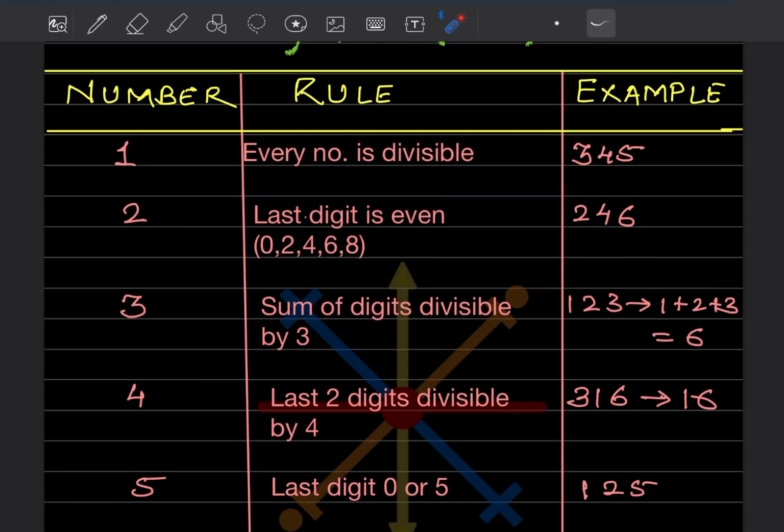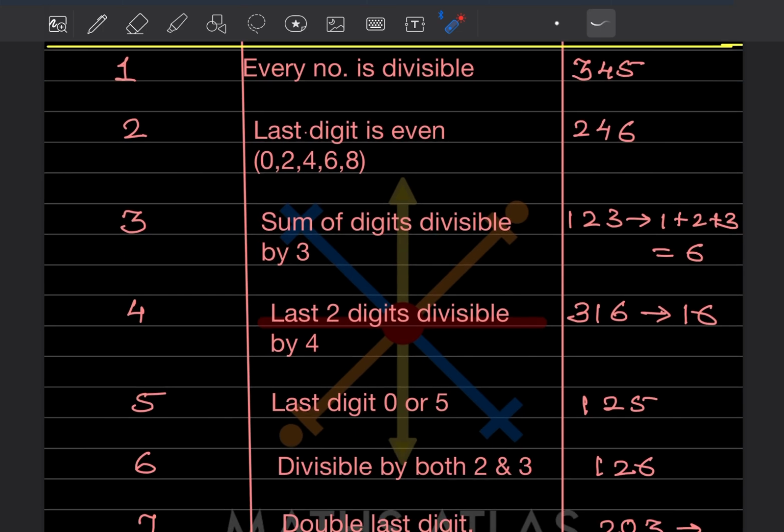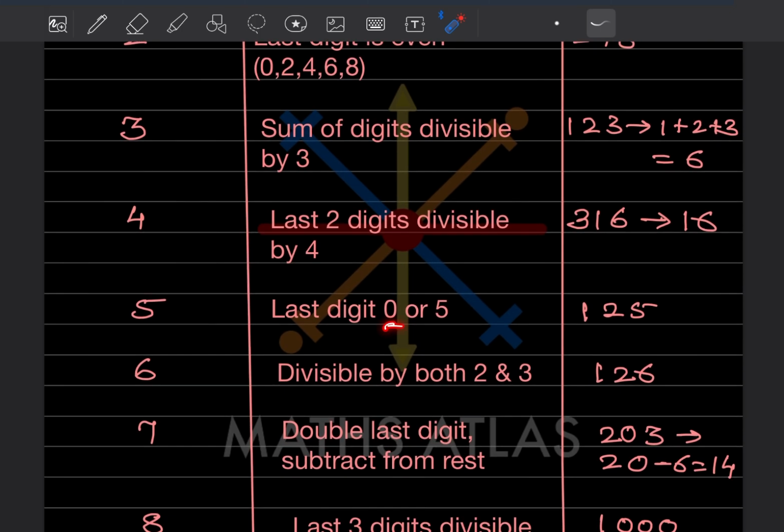Now for the number 3, the sum of digits should be divisible by 3. If we take this number and add 1 plus 2 plus 3, which is 6, it is divisible by 3. For 4, the last two digits should be divisible by 4. You can see this 316: the last two digits are 16, which is divisible by 4. For 5, the last digit is 0 or 5. Here it is 5, so this is divisible by 5.